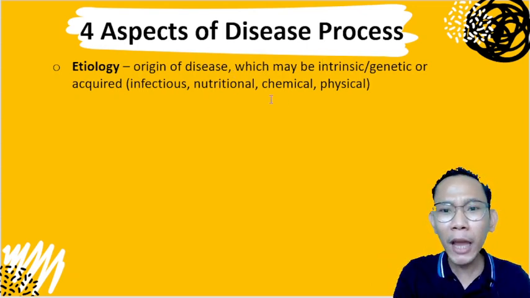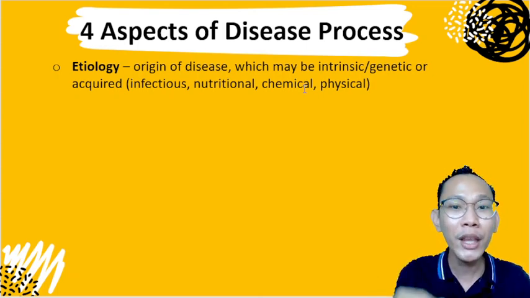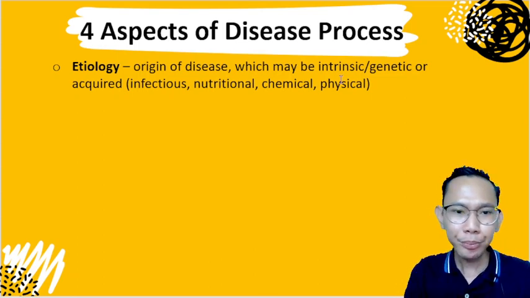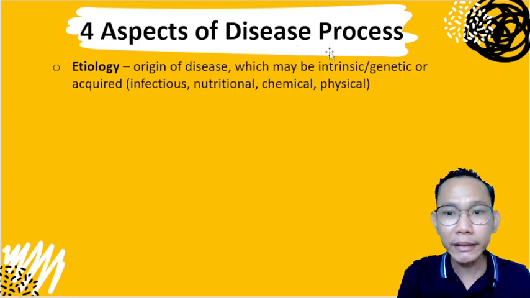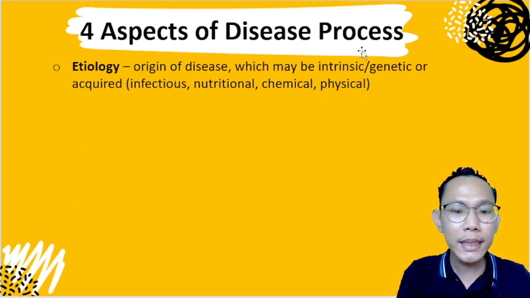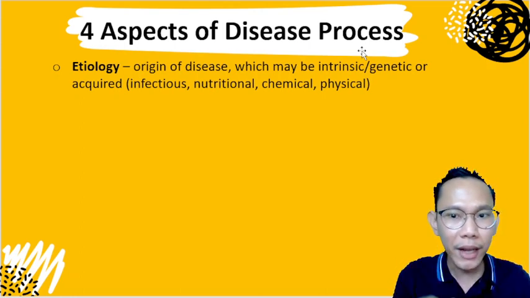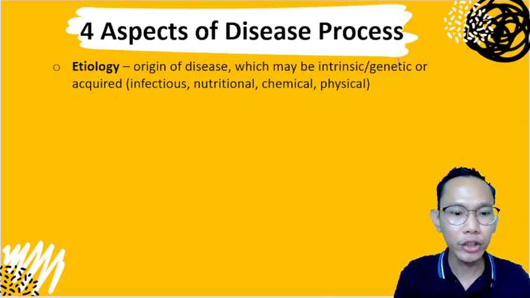You can also have chemicals. You may have exposure to certain chemicals. That's why you have certain diseases or physical problems. So when we say intrinsic or genetic, it's actually referring to the inherited mutation. So these are disease-associated gene variants, meaning to say, meron kang na-inherit na gene defect. That's why that's your intrinsic or genetic.